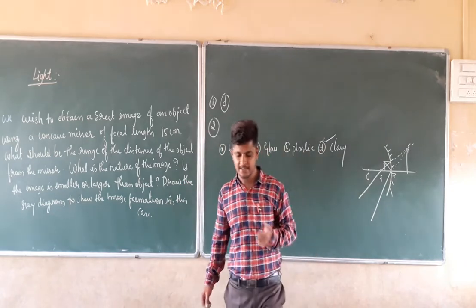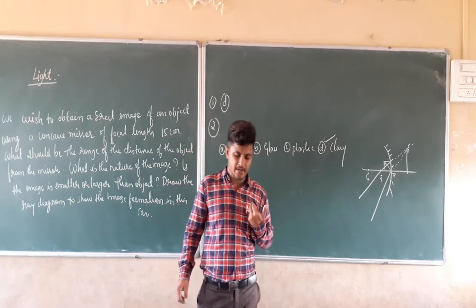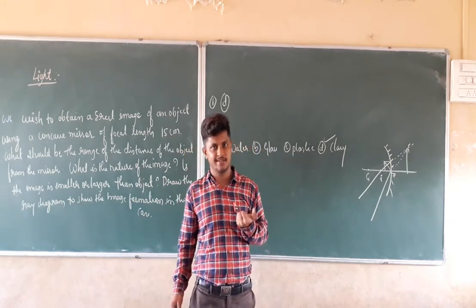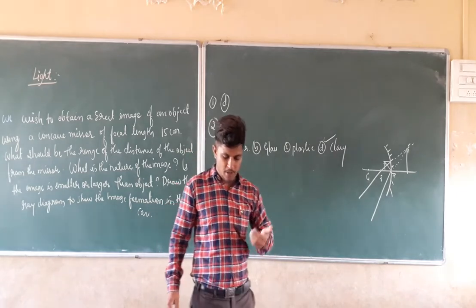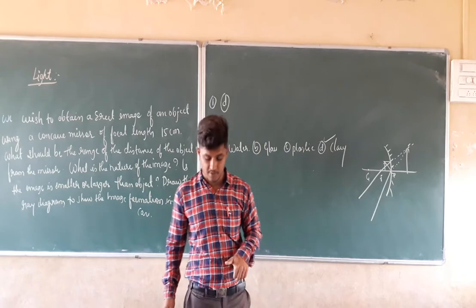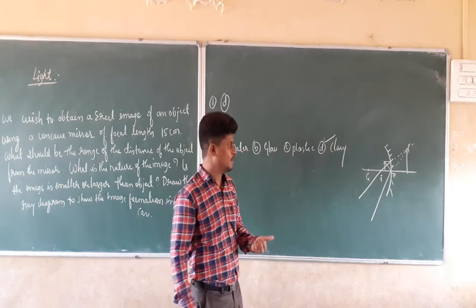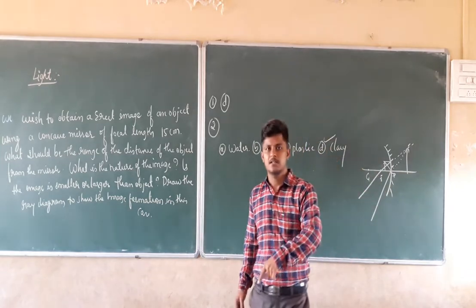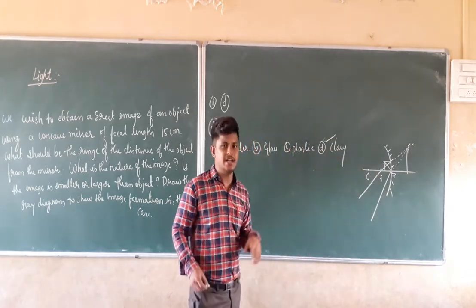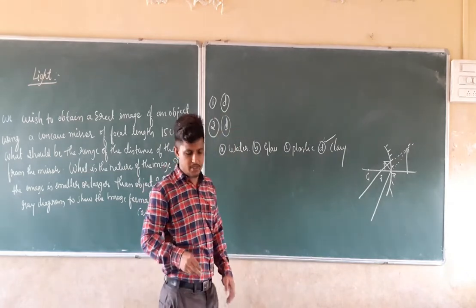The second option is given as at the center of the curvature. It is also completely wrong. The third is given as beyond the center of the curvature. It is completely wrong. The last option is given as between the pole of the mirror and its principal focus. When you check this ray diagram, the D option is right for the second question.